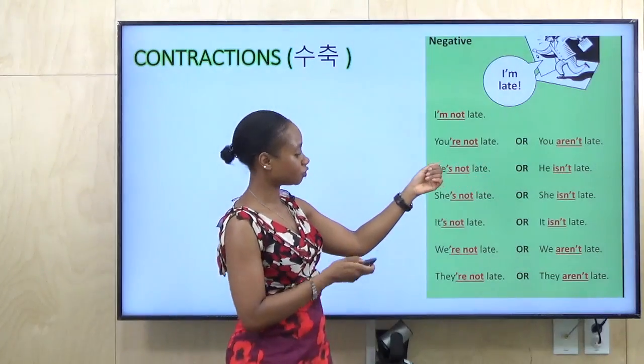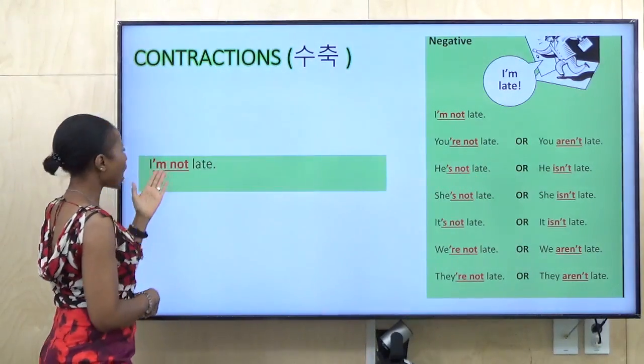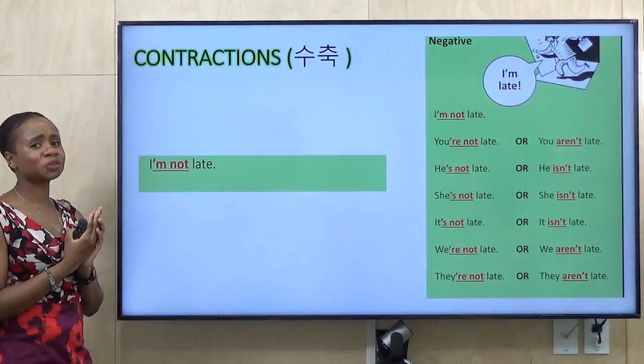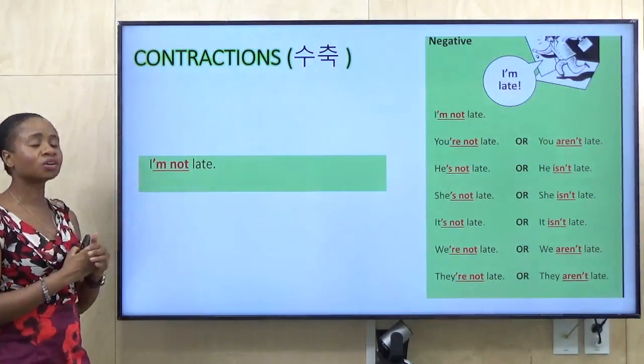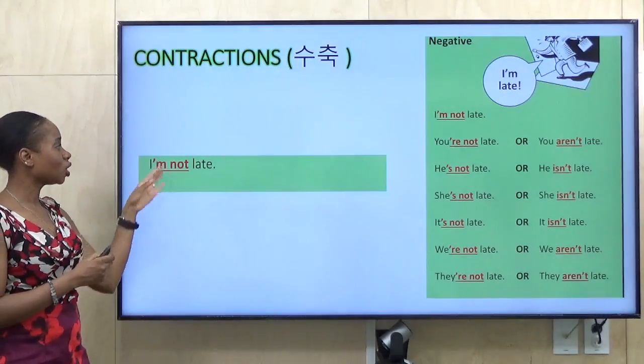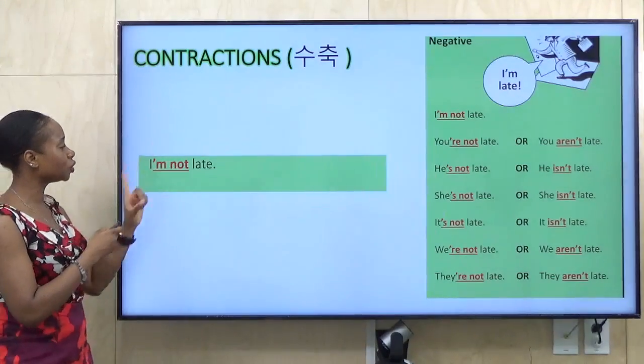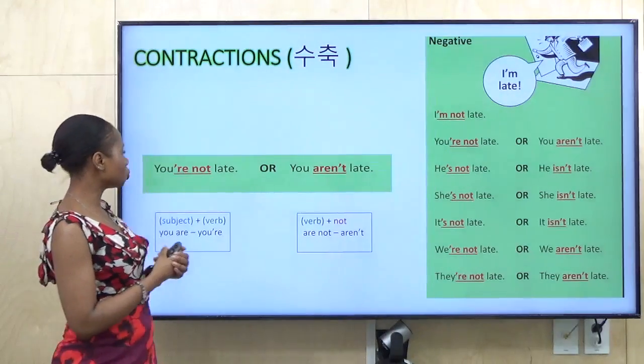Okay, let's look at the first one. Okay, I am not late. Because I and am is the only choice you have. You can only put a contraction on the subject, on I and am. Not, am and not, you can't have a contraction, so only one choice. Let's look at number 2.